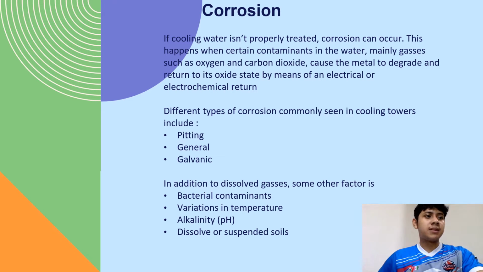And last is galvanic. This type of corrosion occurs when two different metals come into contact enough to conduct electricity. The electrical difference attacks the more active metal, corroding it rapidly. In addition to dissolved gases, some other factor is bacterial contaminants, variation in temperature, alkalinity, and dissolved or suspended soil.